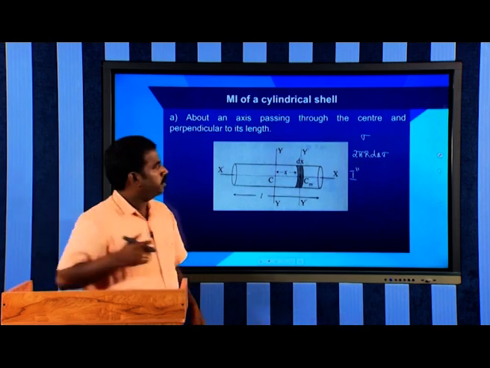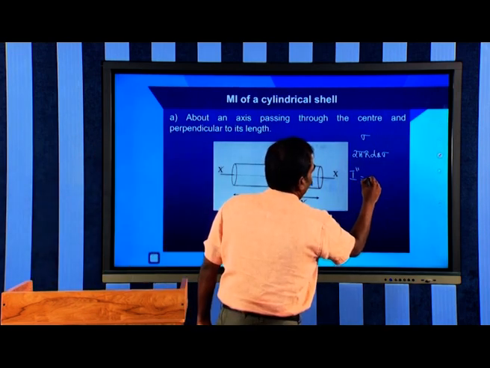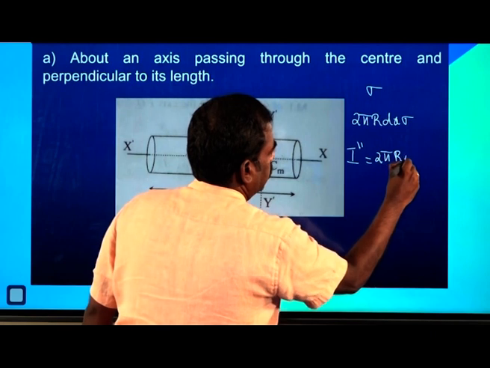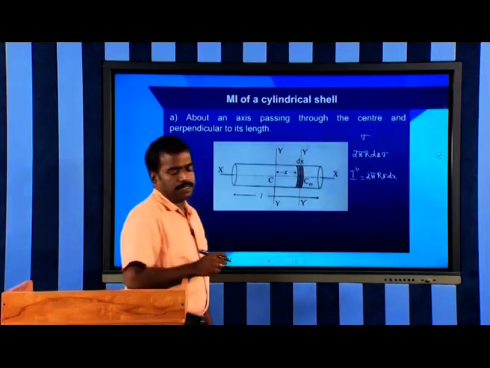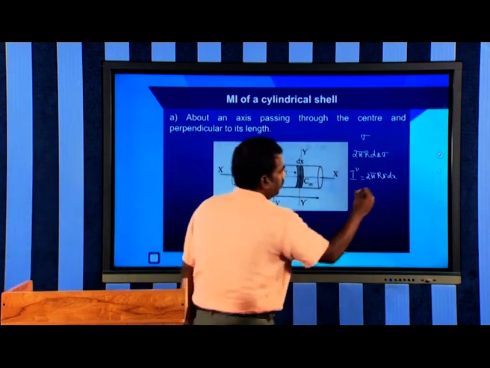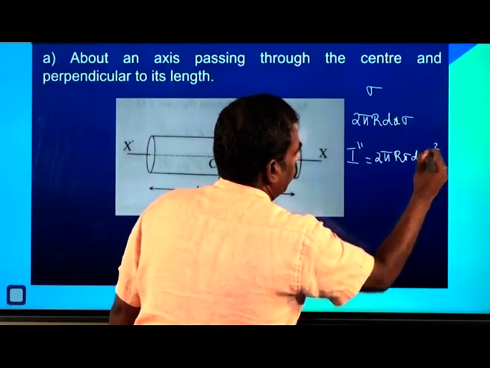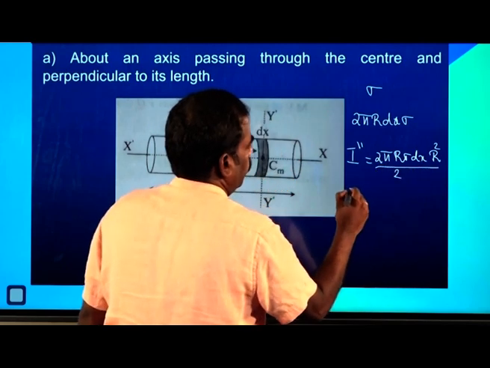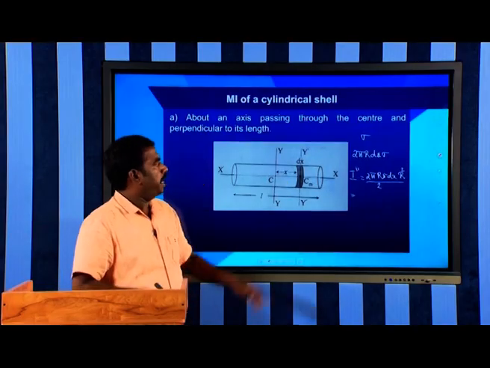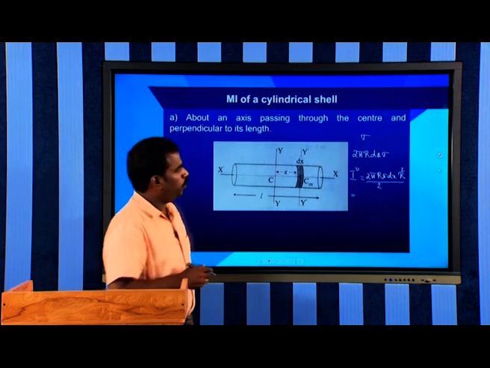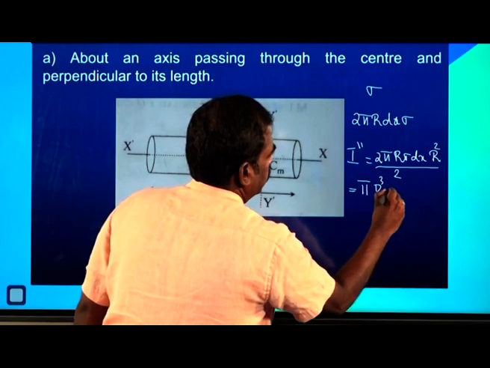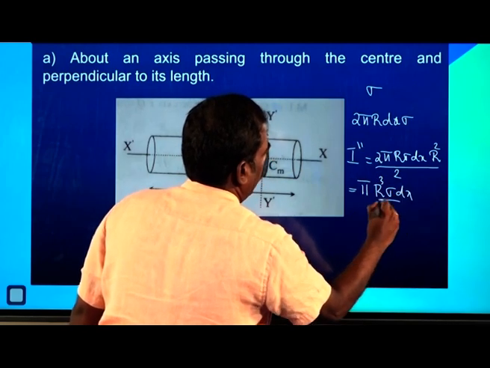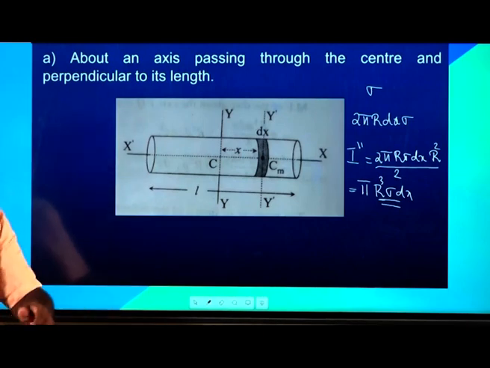Here m is 2 pi r sigma dx, m into r square. What is r? R is nothing but the radius of the ring, which is capital R, r square by 2. So the moment of inertia of this ring about the axis y dash equals pi r cube sigma dx.